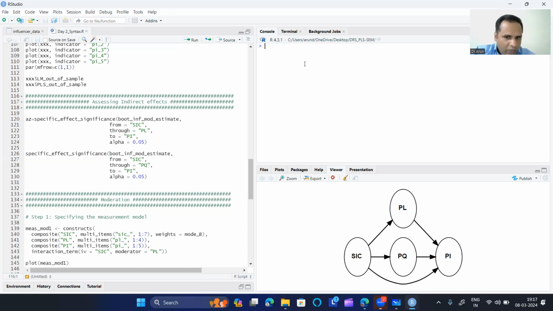Yes, okay. Now friends, focus on line number 120. Yes, focus on line number 120. Let me remove this. I was practicing something because I wanted specific things from that.